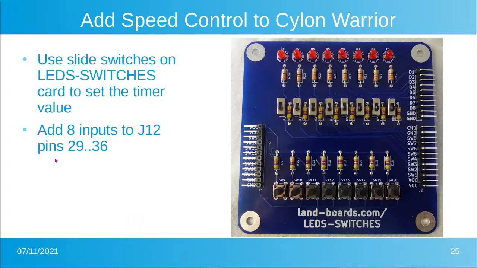But we got a card that's got 8 switches and 8 LEDs and 8 push buttons. Why don't we use those slide switches as the timer value, read that and use that as the time to time our millisecond loop. And we can set it anywhere from 0 to 255 and see what it does. We'll add those 8 inputs from the switches that get wired over to this connector. The LEDs came off this connector. We'll wire those over to pins 29 through 36 on the J12 connector.